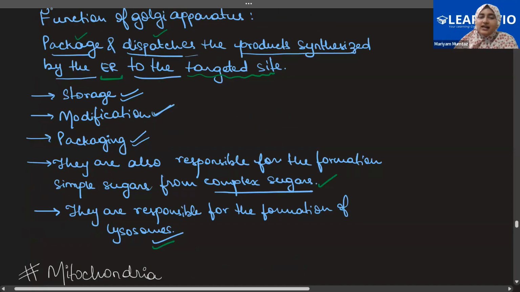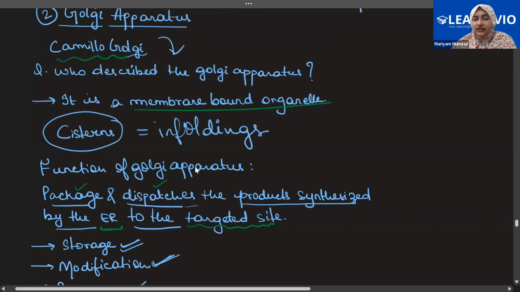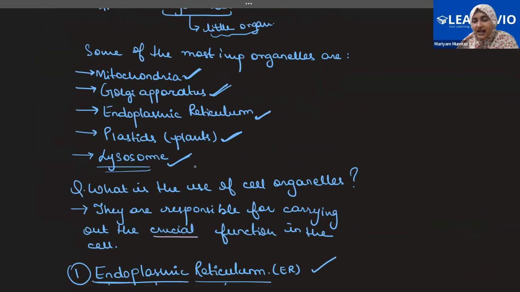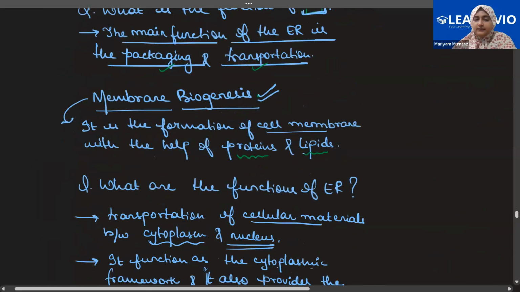Apart from that, it does the process of storage, modification, packaging. The Golgi apparatus is also responsible for the formation of simple sugars from complex sugars. It is responsible for the formation of lysosomes. This one cell organelle that we saw at the end of it here, this lysosome, is actually synthesized by the Golgi apparatus. So it synthesizes another cell organelle.